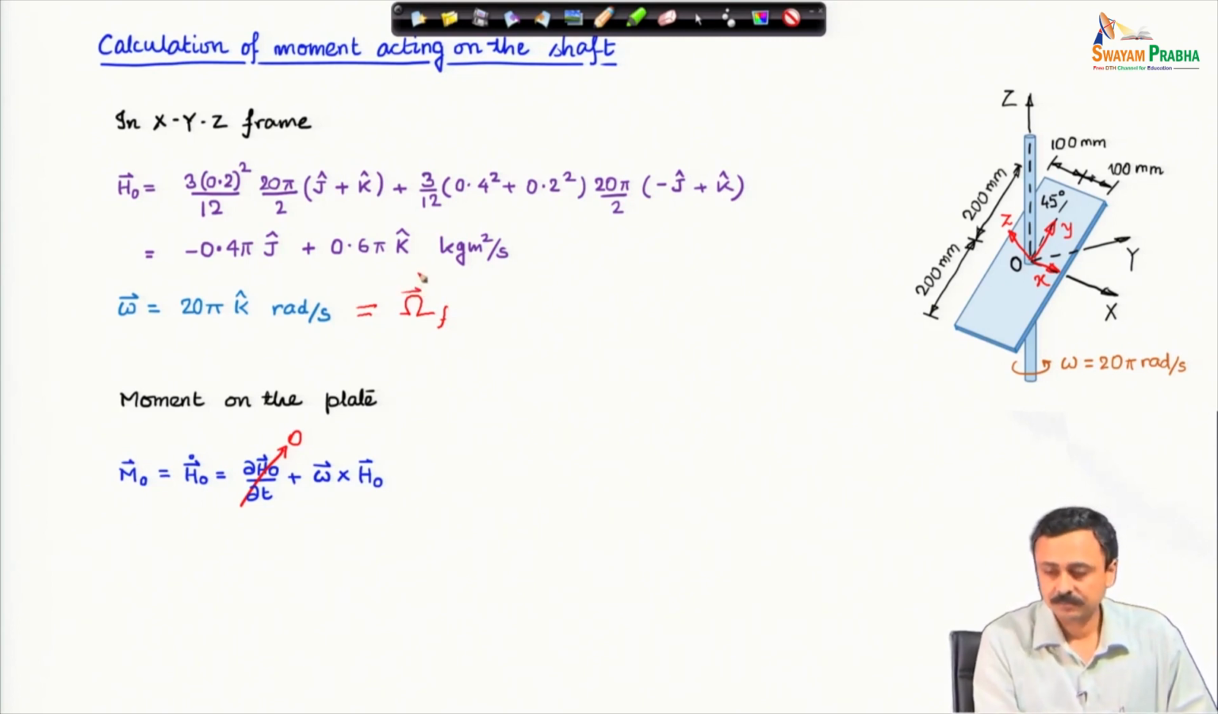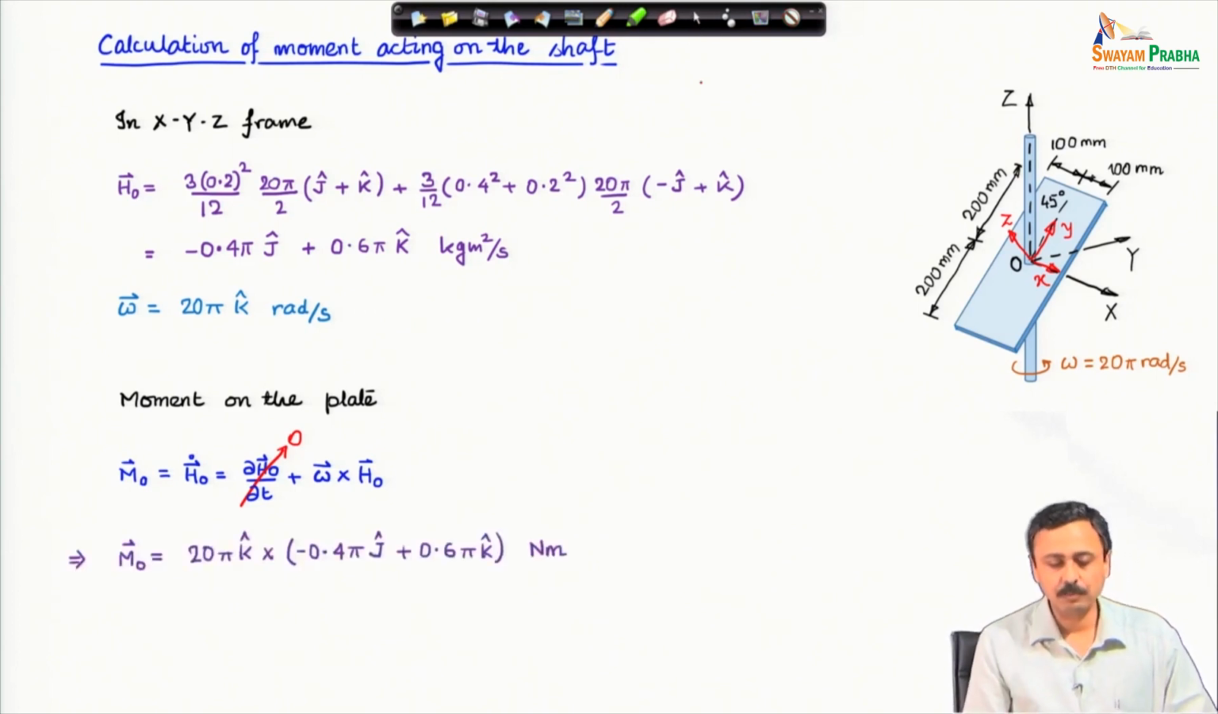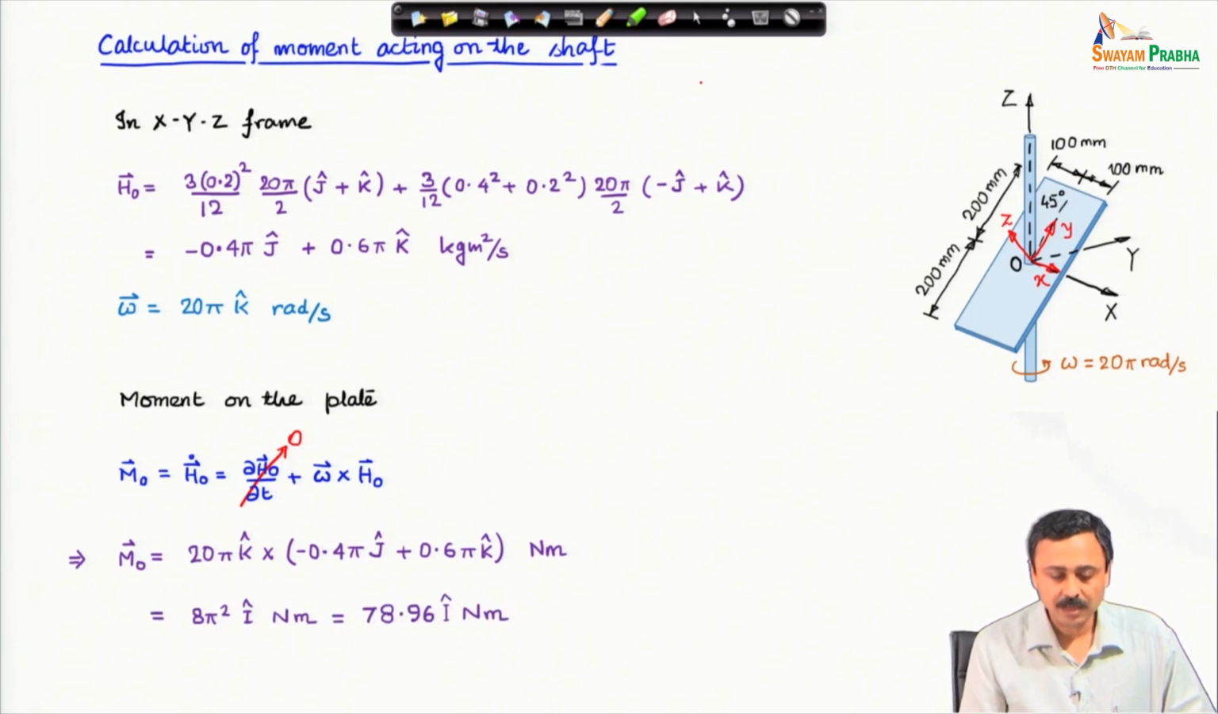The moment on the plate, that is M O, is the time rate of change of angular momentum of the plate about O, and we follow our prescription of taking the time derivative, del t of H O, which is the local derivative as seen by an observer fixed to the XYZ frame and rotating with it, plus omega frame cross H O. Omega frame is the same as omega of the shaft, therefore it does not make a difference, and if you plug in these expressions of omega, this is the moment, 78.96 I cap newton meter.